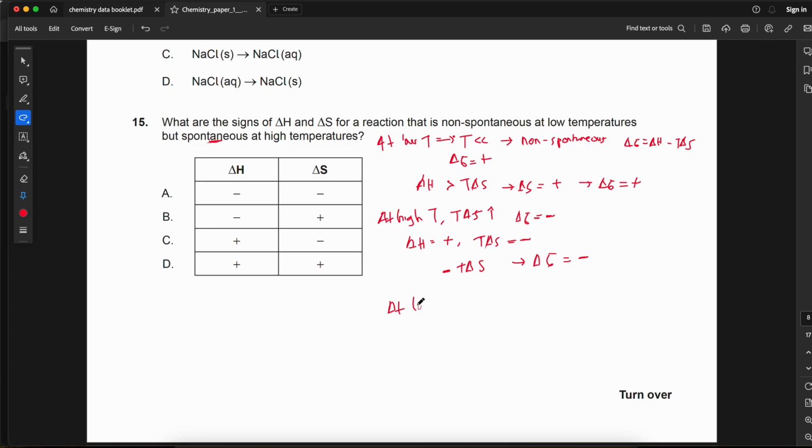So at low temperature, delta H is bigger than T delta S, and at high temperature, negative T delta S should be bigger than delta H. So both delta H and delta S must be negative.